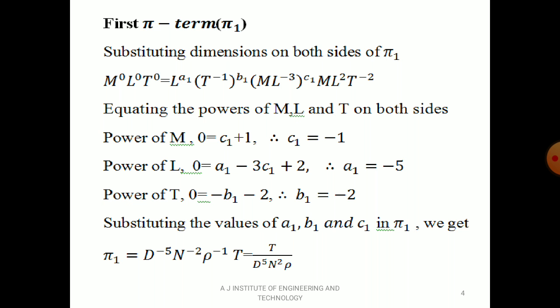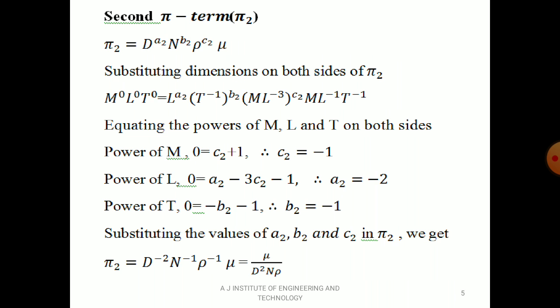So just rearrange: positive powers keep in numerator, negative powers you can take to denominator. So that is equal to t divided by d to the power 5 n to the power 2 into rho, as d to the power minus 5 n to the power minus 2 rho to the power minus 1 goes to denominator and becomes positive.